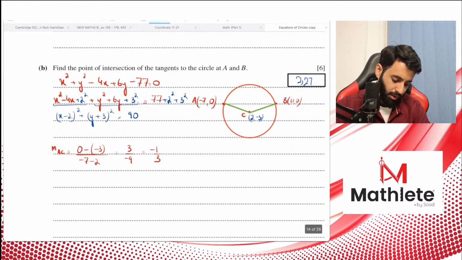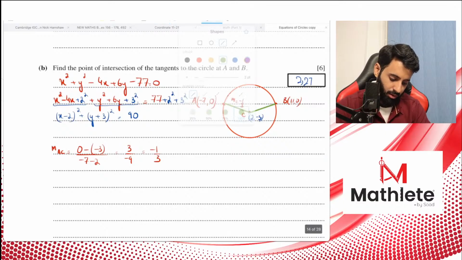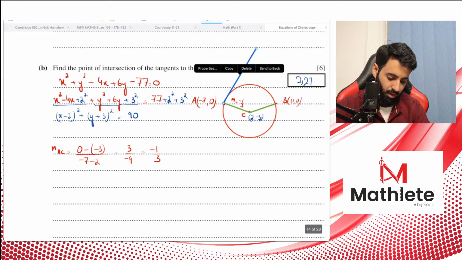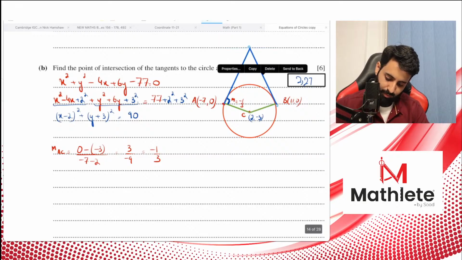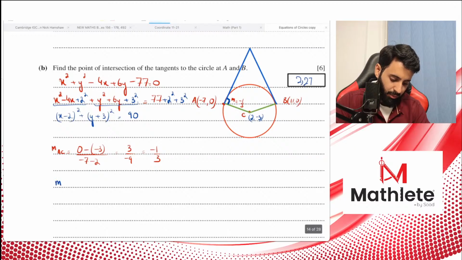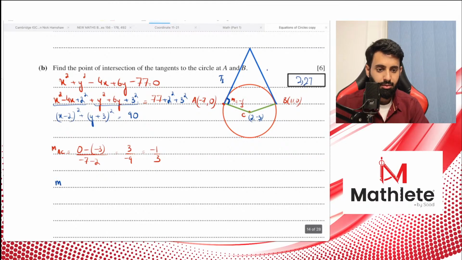Now, quick question for you guys. If the gradient of this radius is minus 1 over 3, what will be the gradient of the tangent? Remember that the tangent forms a 90-degree angle with the radius. So keeping in mind that the tangent forms a 90-degree angle with the radius, what will be the gradient of the tangent? And I'm going to call this T1 so that it's easy for us to refer to it.